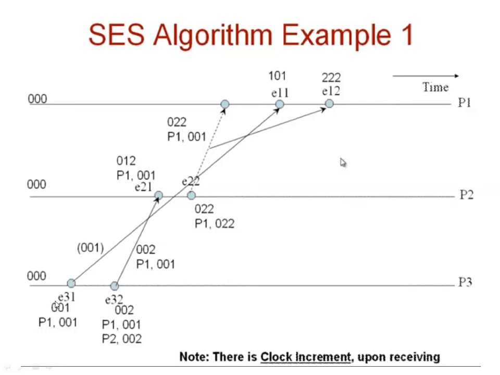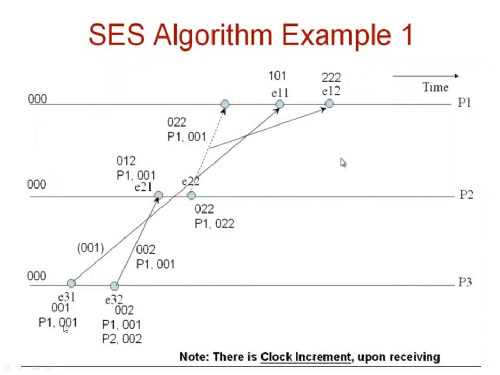Along with the timestamp at which the process P3 is sending this message, it will maintain two things: 001 as well as the timestamp, and the vector as P1001. Now, whenever this message is being sent, it is not necessary to send P1001 along with this message. Only the timestamp will be going. Why? Because it is the first event which has been occurring at the process P3.